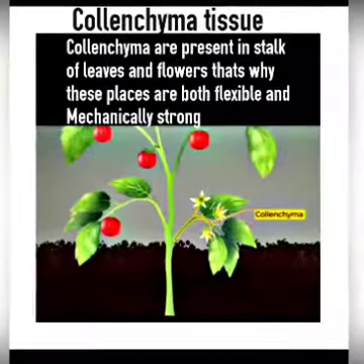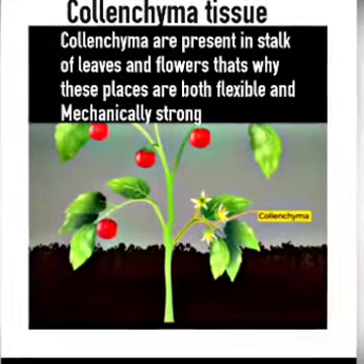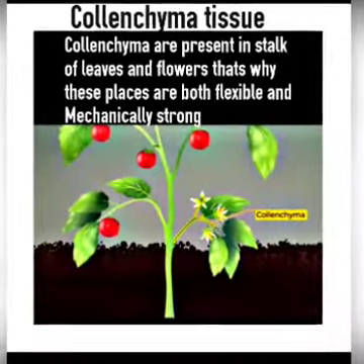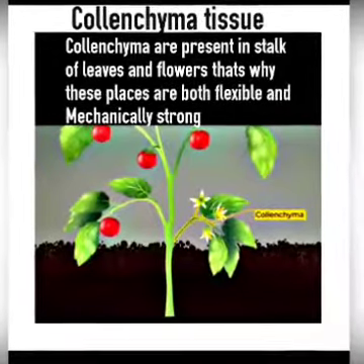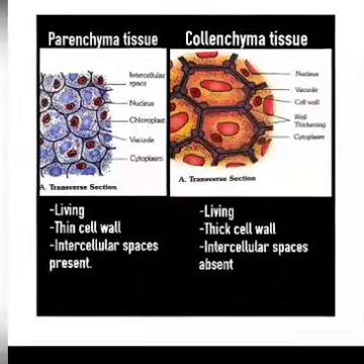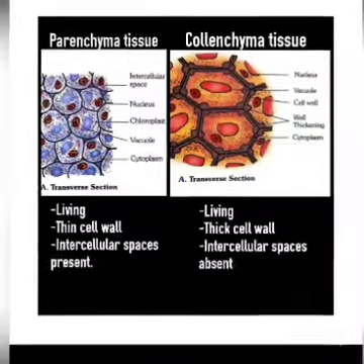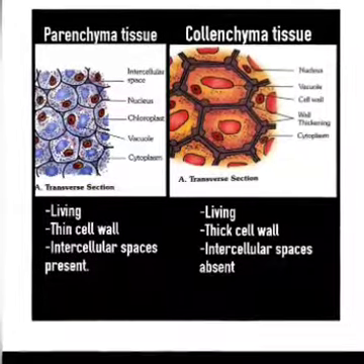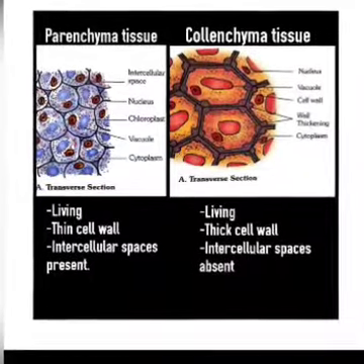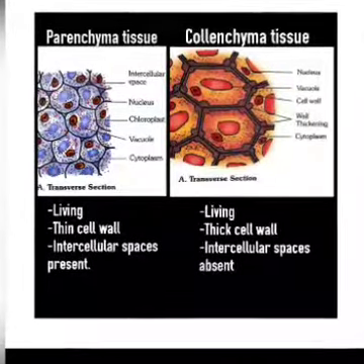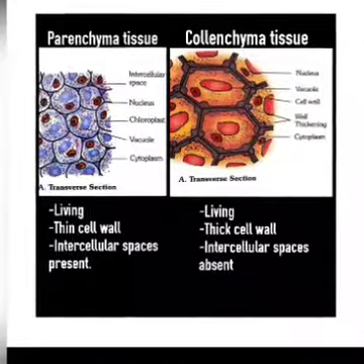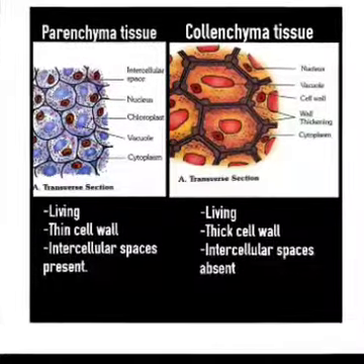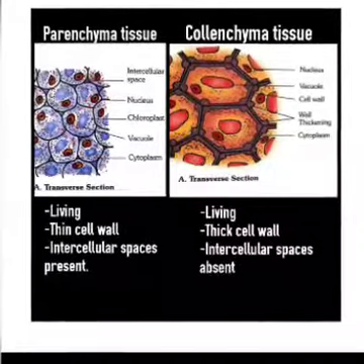You can find collenchyma tissue in places like the stalk of leaves and flowers, and that's why these places are both flexible and mechanically strong. The cells of collenchyma are also living cells, just like parenchyma cells, but the cell wall is thicker than in parenchyma cells. The cells are arranged compactly with no intercellular spaces. If you see it clearly, you can see the corners of collenchyma are unevenly thickened.